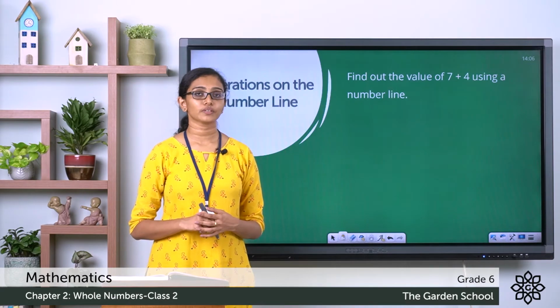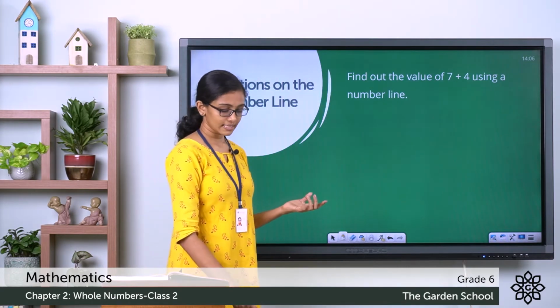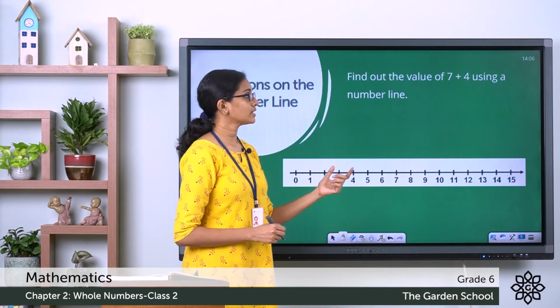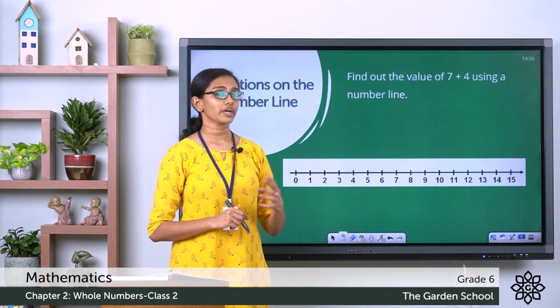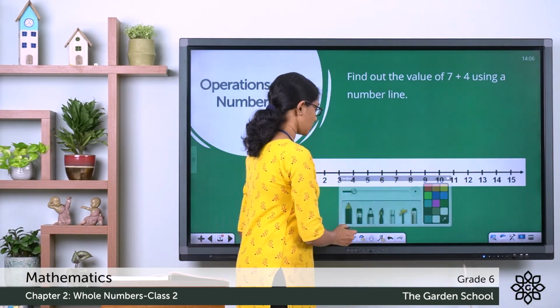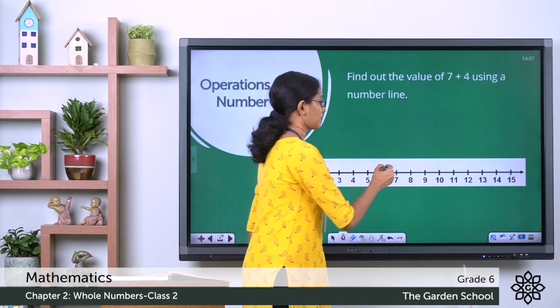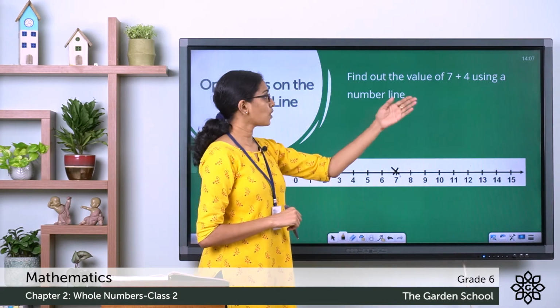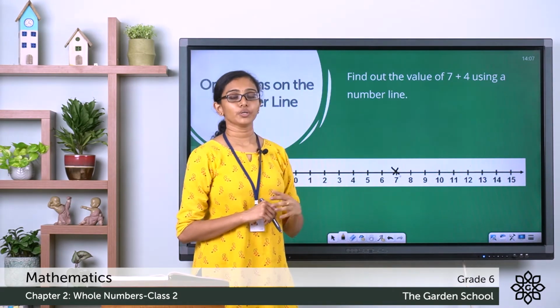Then what you should do after that? First we drew the number line. Then we have to find out the value of 7 plus 4. So where you should start? You should start at point 7. So at point 7, mark a point. Then now you have to add 4 to the number 7. How do you do it?